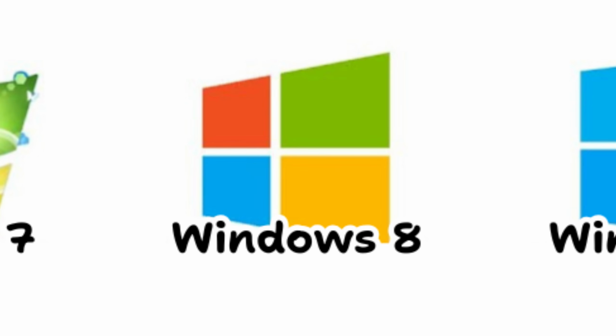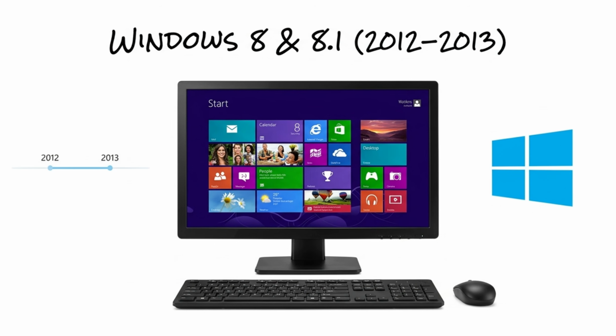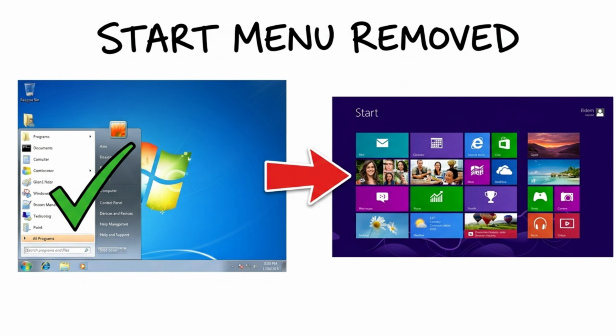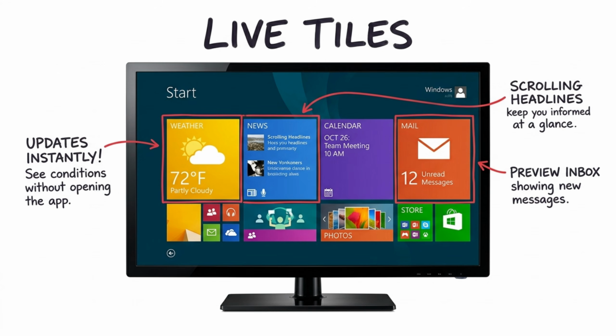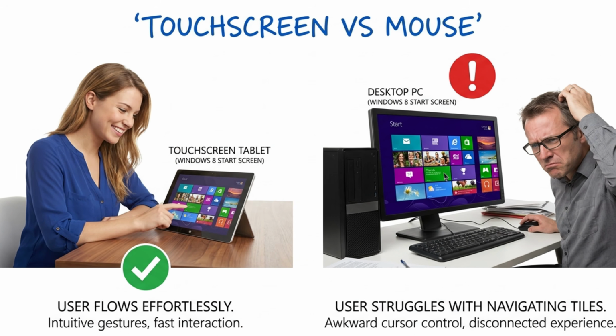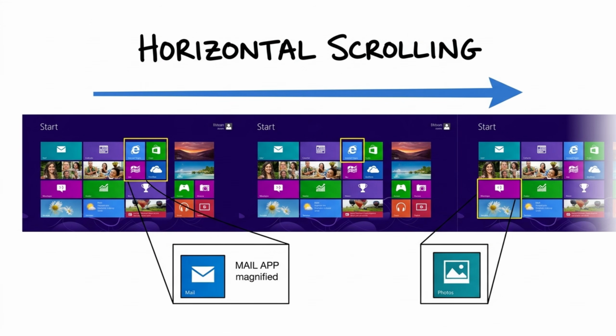Number 10. Windows 8 and 8.1, 2012 to 2013. Then Microsoft got weird. Windows 8 was designed for tablets. They killed the Start menu and replaced it with a full-screen Start screen, full of live tiles showing weather, news, and calendar. For touchscreens, cool. For mouse and keyboard users, awkward as hell. You had to scroll horizontally to find your apps.